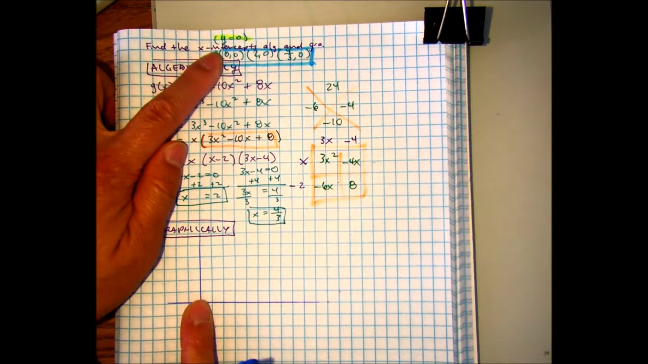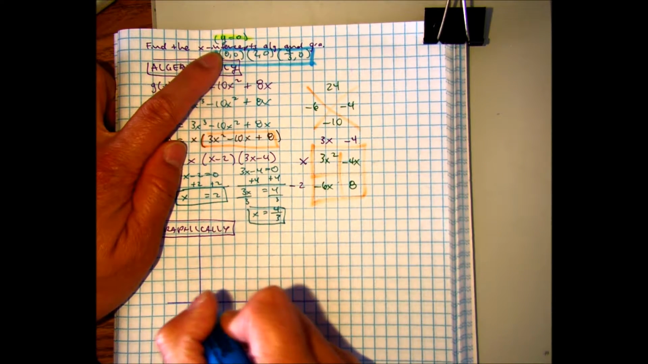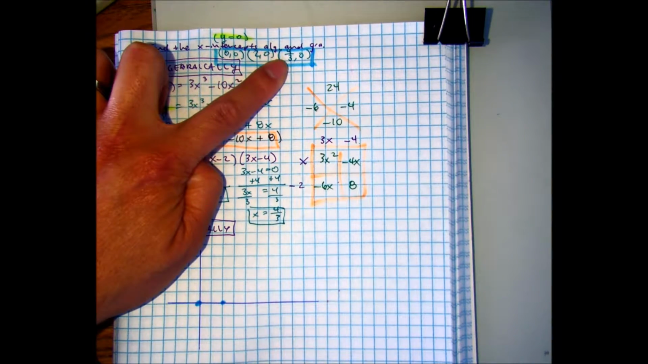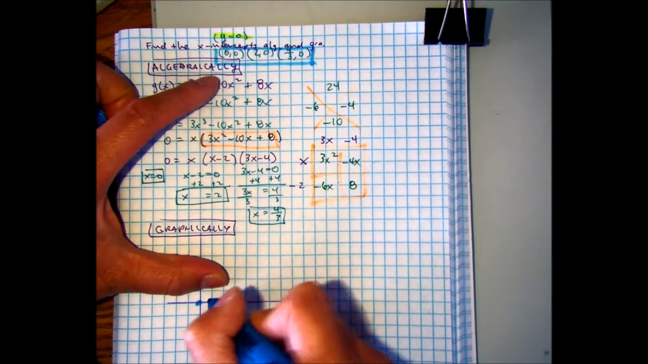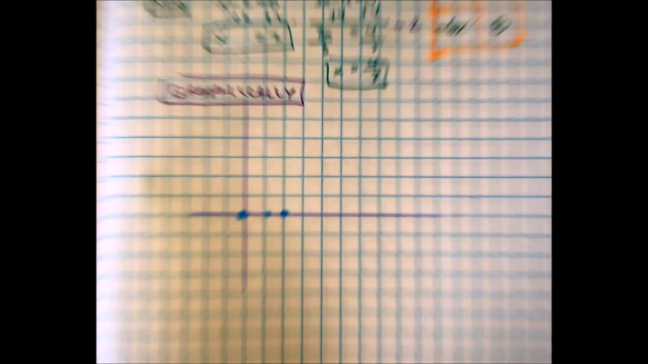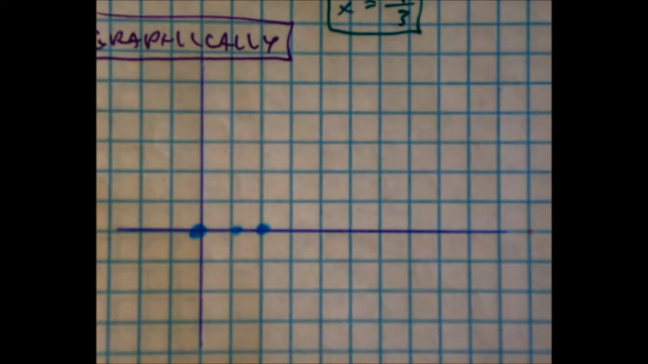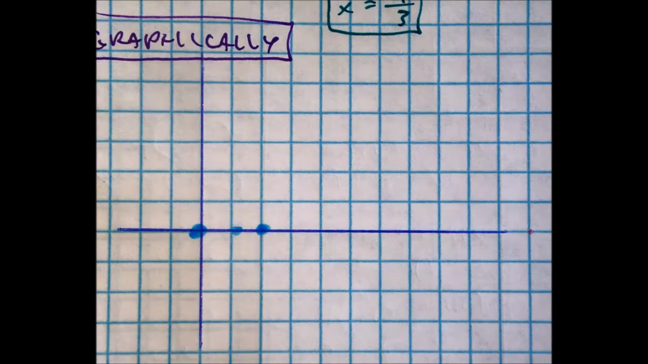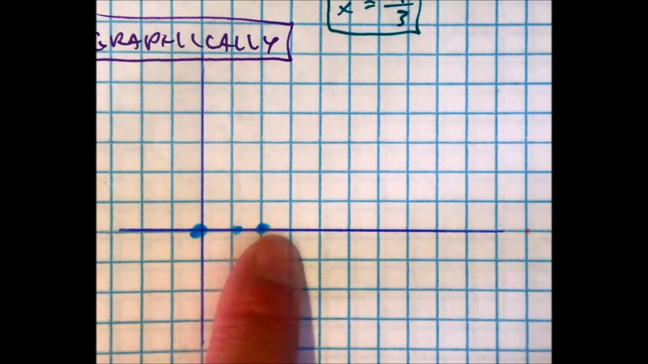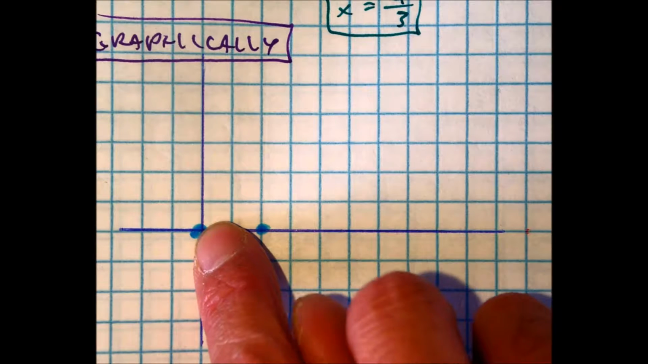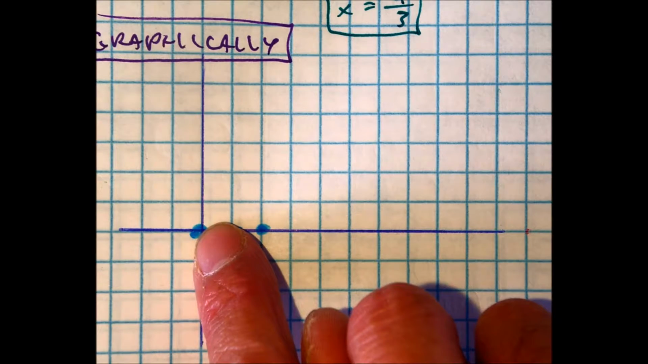I have (0, 0), (2, 0), and 4/3 is 1.33. Class, show me with your fingers. How many X-intercepts do you have? We have 3 X-intercepts. Show me how many Y-intercepts we have. We have 1. So the origin actually is both an X and a Y-intercept.